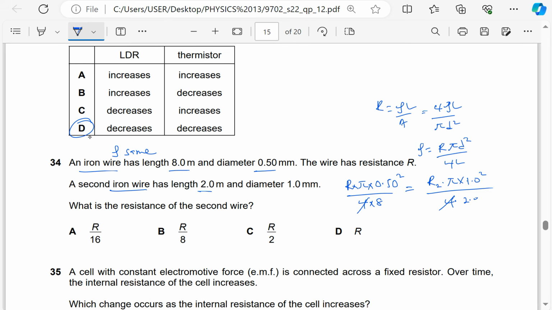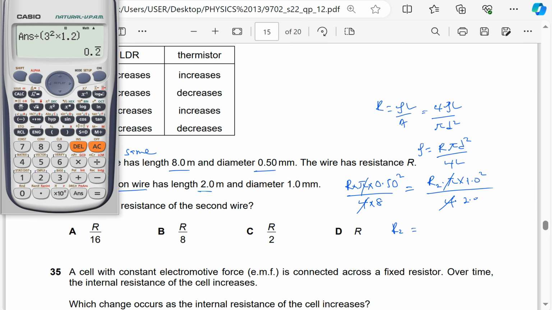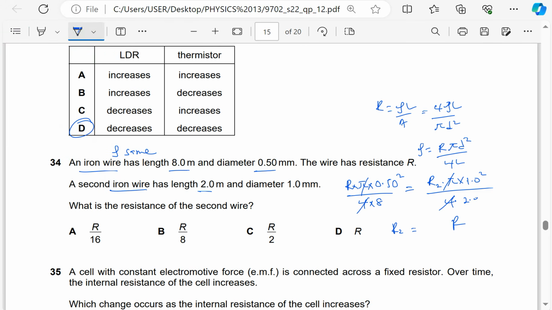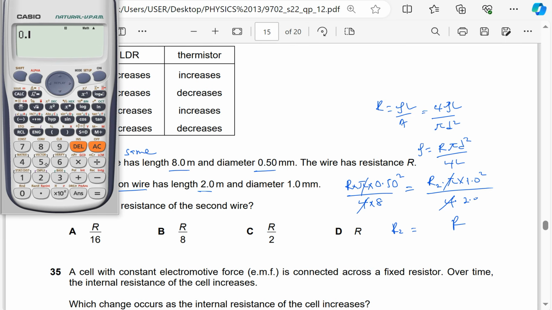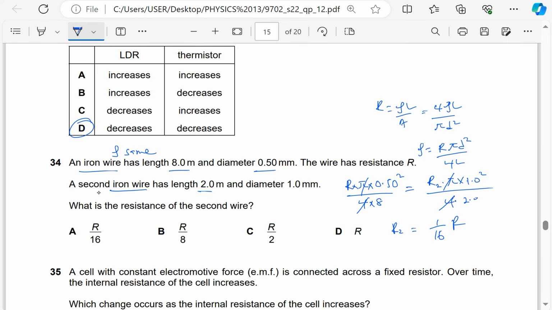So 4 cancels, pi cancels. I want R2. R2 is going to be equal to, I'll just press my calculator, there's an R at the other side, so I'll have 0.5 squared times 2 divided by 8. So it is 1 over 16. So this is 1 divided by 16 times R. So the answer is going to be A.